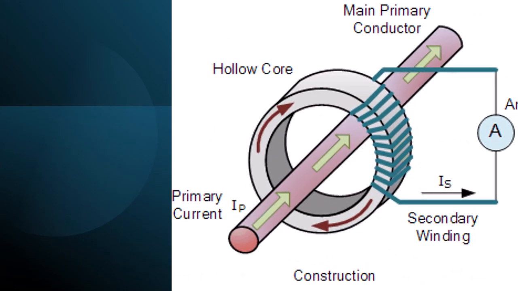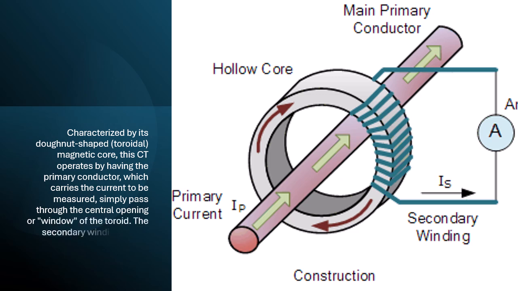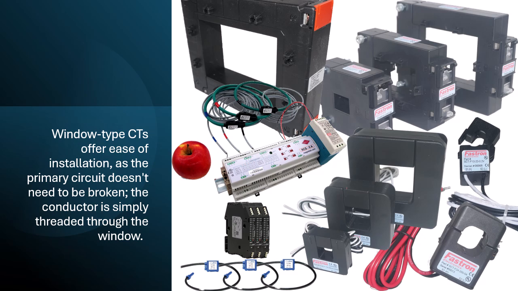The third construction type is the toroidal, or window type, current transformer. Characterized by its donut-shaped, toroidal, magnetic core, this CT operates by having the primary conductor, which carries the current to be measured, simply pass through the central opening or window of the toroid. The secondary winding is then wound around this core. Window-type CTs offer ease of installation, as the primary circuit doesn't need to be broken. The conductor is simply threaded through the window.